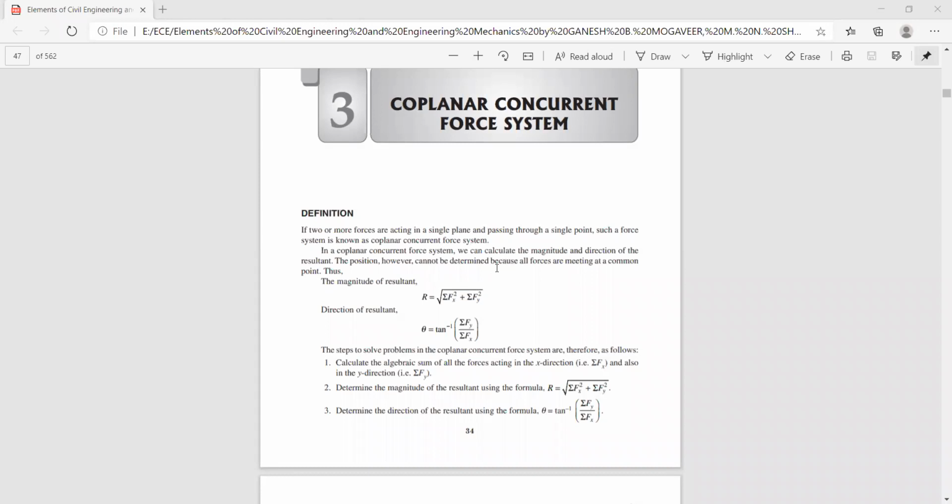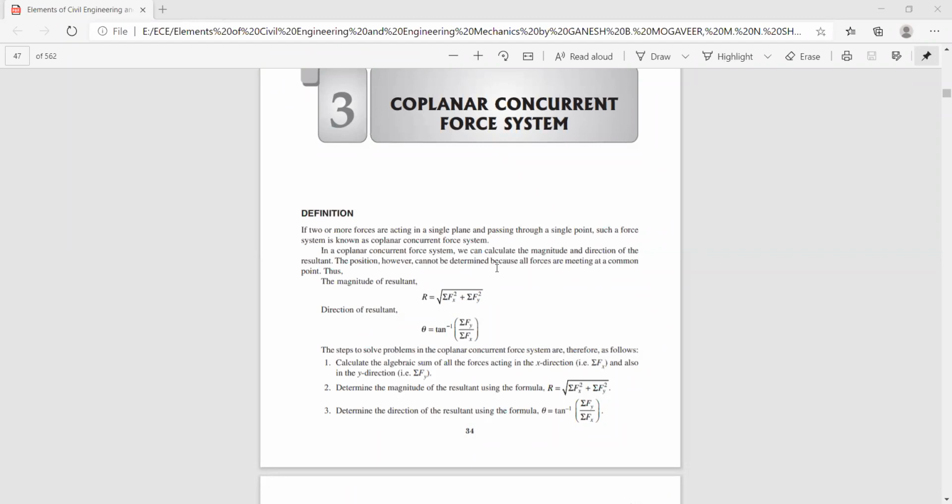Whereas in the case of non-concurrent force system, along with magnitude and direction of the resultant, you need to calculate the position of the resultant. The position of the resultant is nothing but the moment of all the forces with respect to any given point. So the word position means you have some distance with respect to the line of action of the force and the point about which we are going to consider the moment. So here we will be using the concept of the principle of moments, or Varignon's theorem.